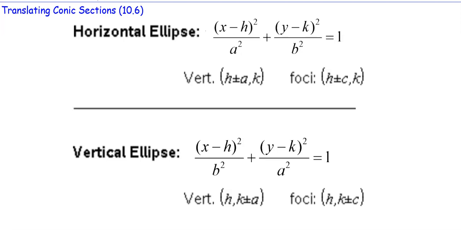So these are the new formulas for your ellipse. All the other formulas are still good. I think there's a formula about c squared and a squared and b squared. That's still true for ellipse.